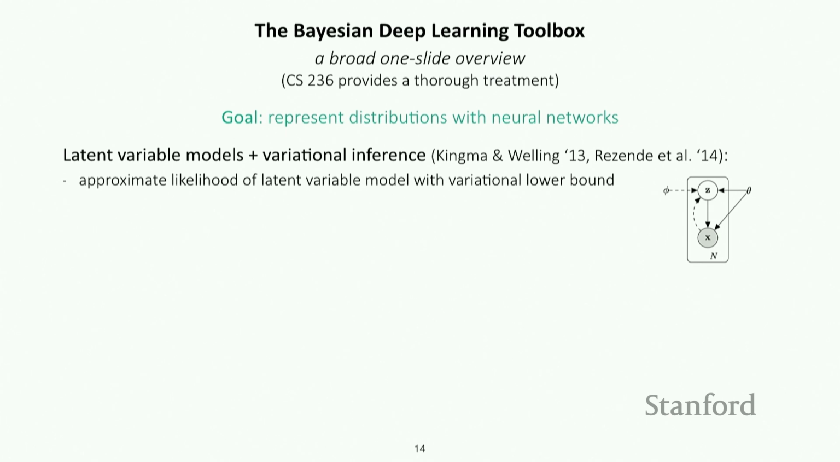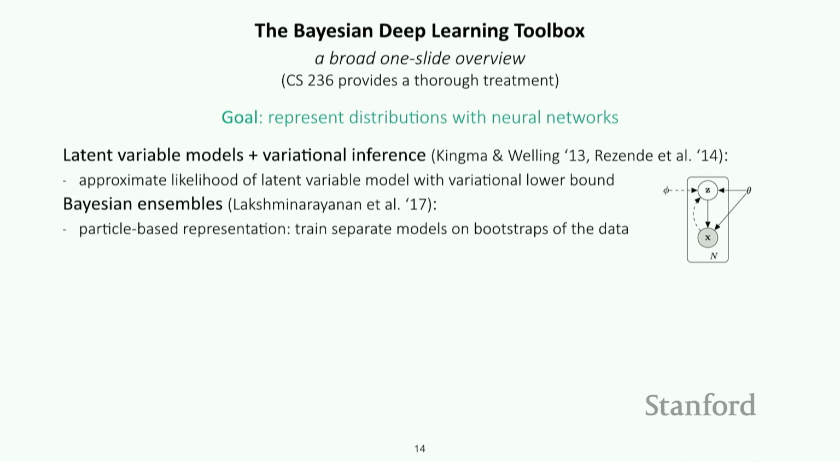Okay. Another approach that has been fairly popular and is quite simple is to use a particle-based representation of your distribution. In particular, you can train separate models on different bootstraps of your data, and each of those models will correspond to a particle of your distribution. Together, those particles represent samples from that distribution. This is something that could be useful, and it's pretty easy to combine with different types of algorithms.